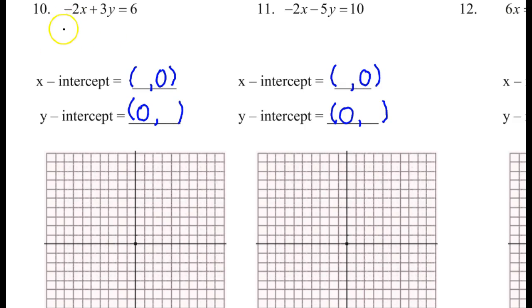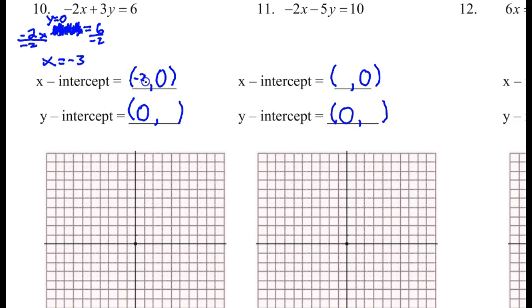Okay. So for each of these, let's go ahead and do that. Let's plug in y equals 0 here. So I'm going to write negative 2x plus 3 times 0 equals 6. Now the 3 times 0 will just be 0, and if you add 0 to anything, it stays the same. So when you plug in 0 to these, it really just cancels it out, and you're left with negative 2 times what is 6. And you can just divide both sides by negative 2. So I got x equals negative 3.